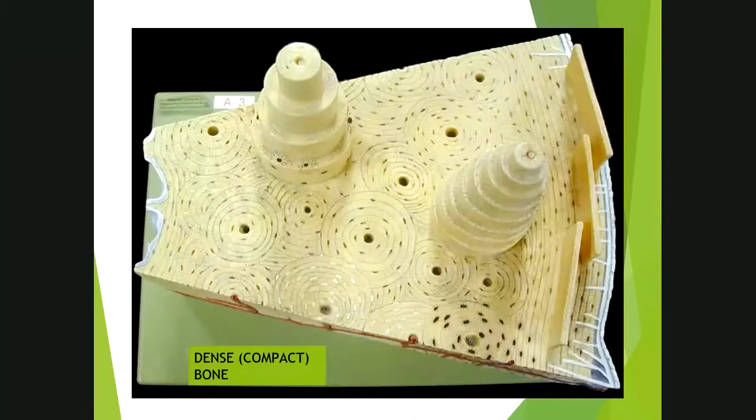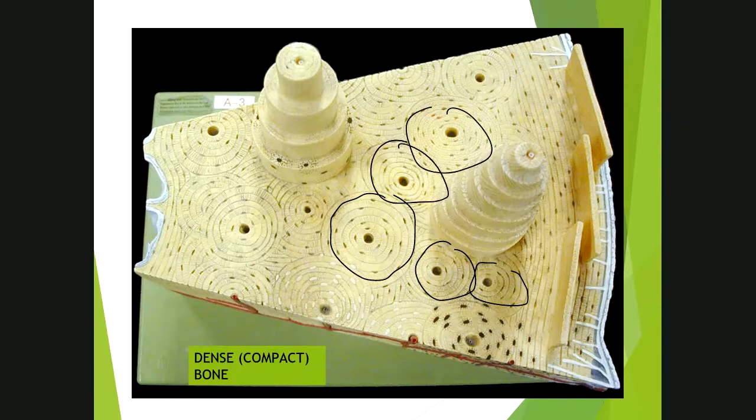Well, we can see that on the model too. So what we're looking at with this model is a superior view. This is the top of the model. So we're looking down on it. And what we see are a bunch of osteons. So look, there's an osteon. There's another one. There's another one. There's another one. These are all osteons. Even this is an osteon and this, but what's happened here is they've telescoped it out so you can see the individual lamellae.